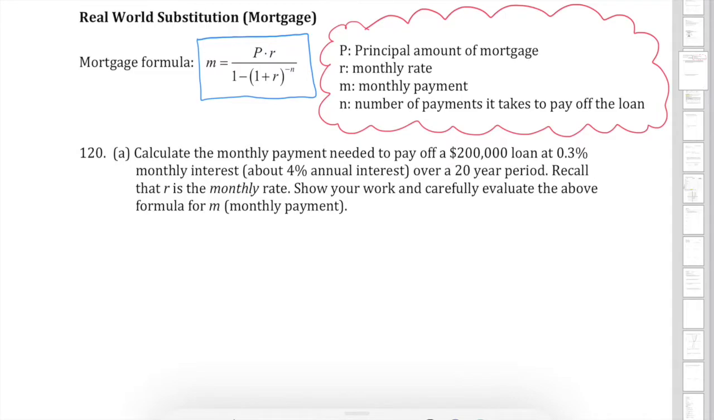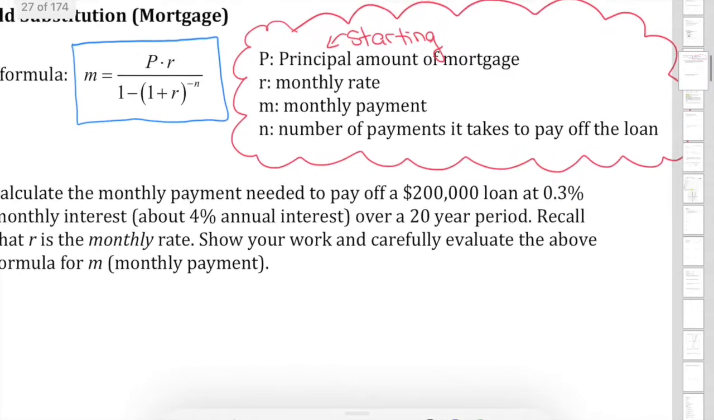So P in this formula represents the principal amount of mortgage. If you don't like the word principal, it just means the starting amount of the mortgage. So essentially what the house is worth. Okay, next it states R. R is your monthly rate. Make sure you take note that it's monthly. We'll talk about that once we get in the problem.